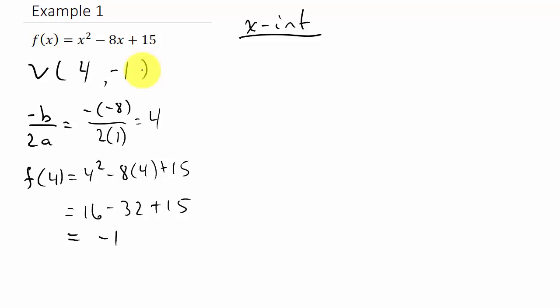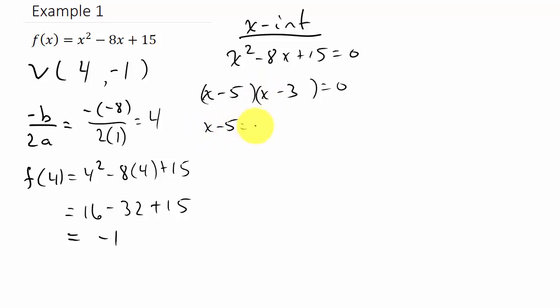Well, you take this function here and you just set it equal to 0 and solve for x. And so I have x squared minus 8x plus 15, set it equal to 0. Now, this will factor. So I have x minus 5, x minus 3. So x minus 5 equals 0, or x minus 3 equals 0. And so I get x equal 5 when I add 5 to both sides. And here I get x equal 3 when I add the 3 to both sides.